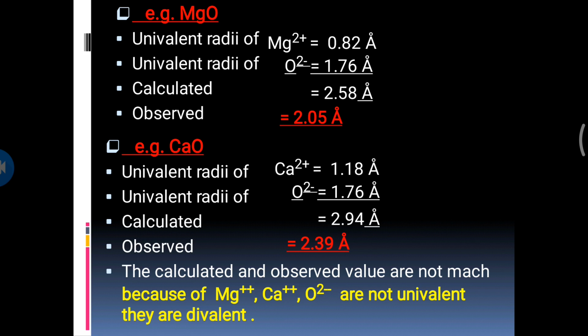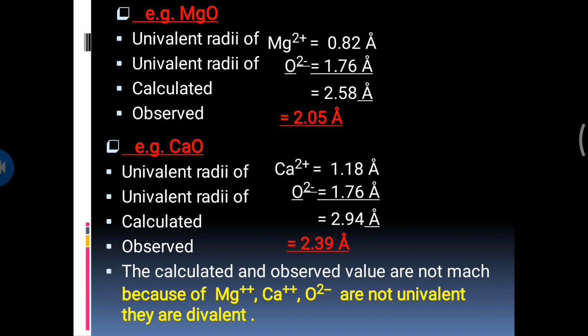Okay, this is the calculated ionic radii of magnesium oxide, but observed is 2.05. Calculated and observed are not equal in magnesium oxide. Calculated is 2.58 angstrom and observed is 2.05 angstrom. So these observed and calculated ionic radii of magnesium oxide are not equal.